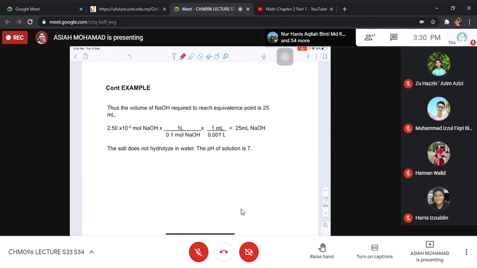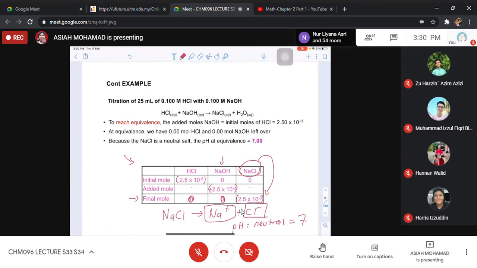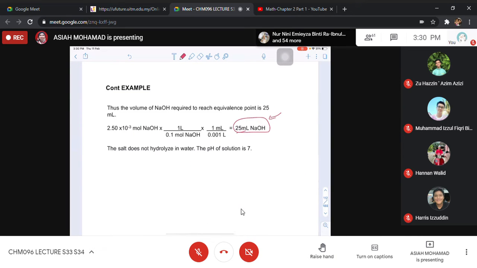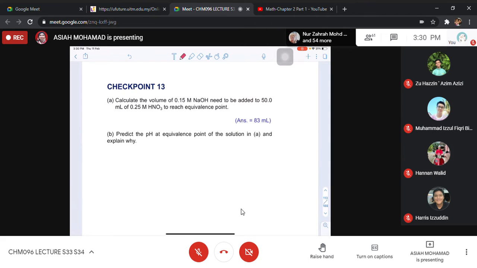For this one, we need the volume of NaOH to calculate pH if the titration is between strong and weak. If it is strong with strong, we don't need it, we can already know the pH is 7. Alright, so this is the checkpoint for this one.